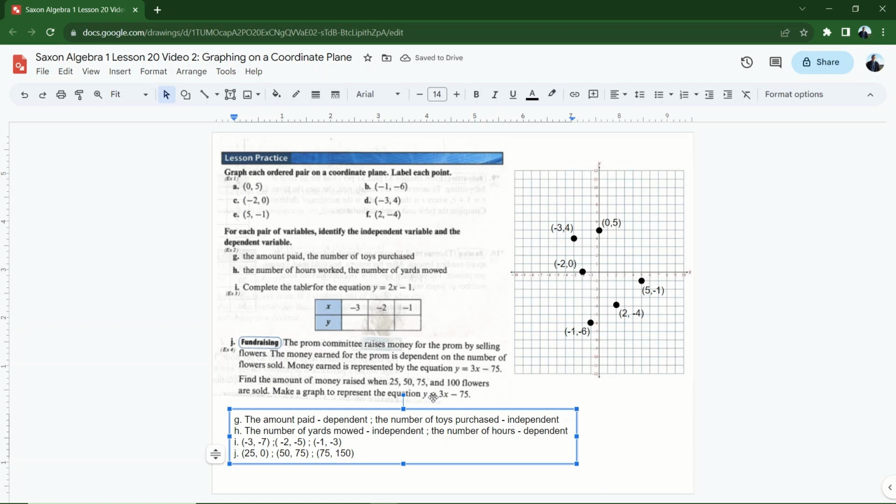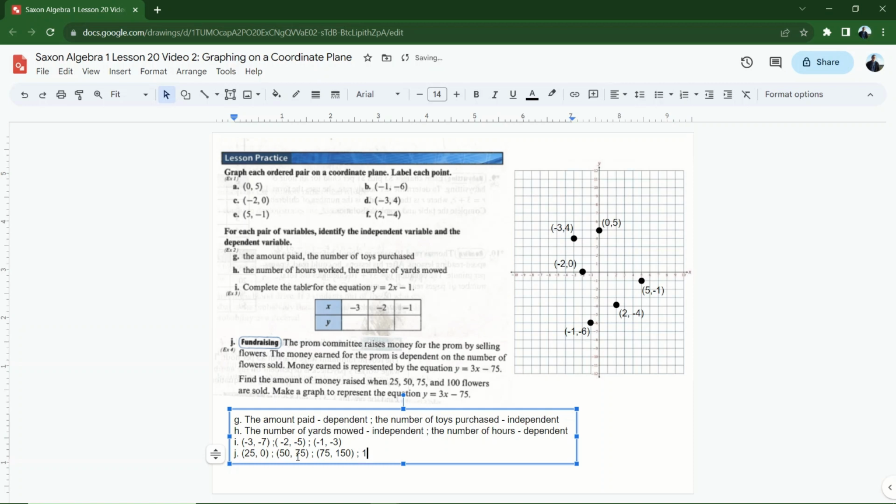Now, let's just think about this for a second. The first number I'm plugging in is the number of flowers sold. The second number is the amount of money I make. Do you see a pattern here? I sell 25 more flowers, I make $75 more. Actually, this time I make $150, which is 75 more than 75.